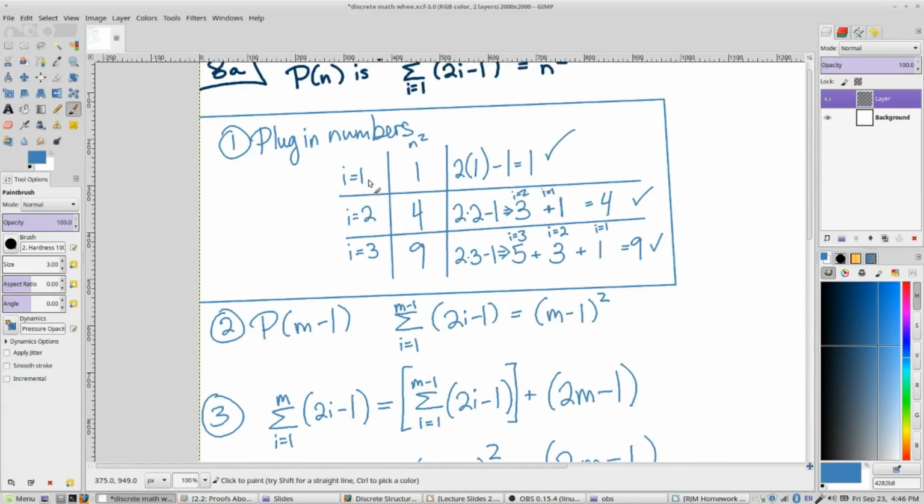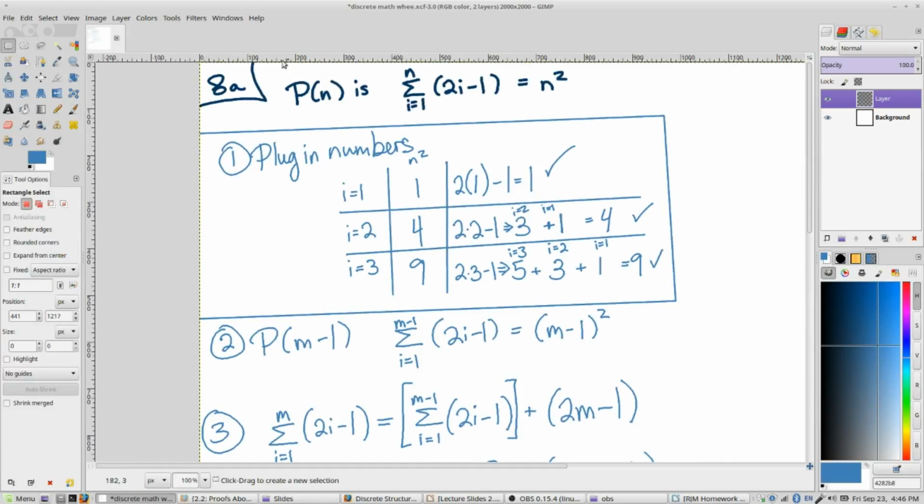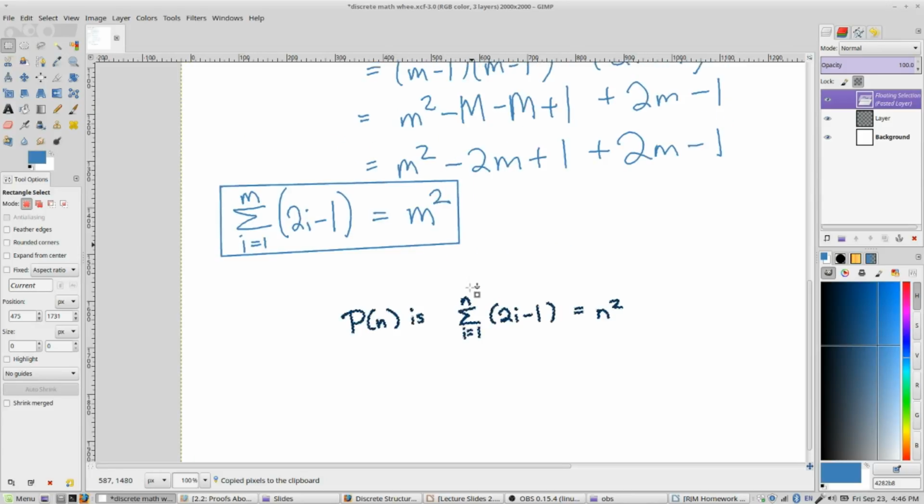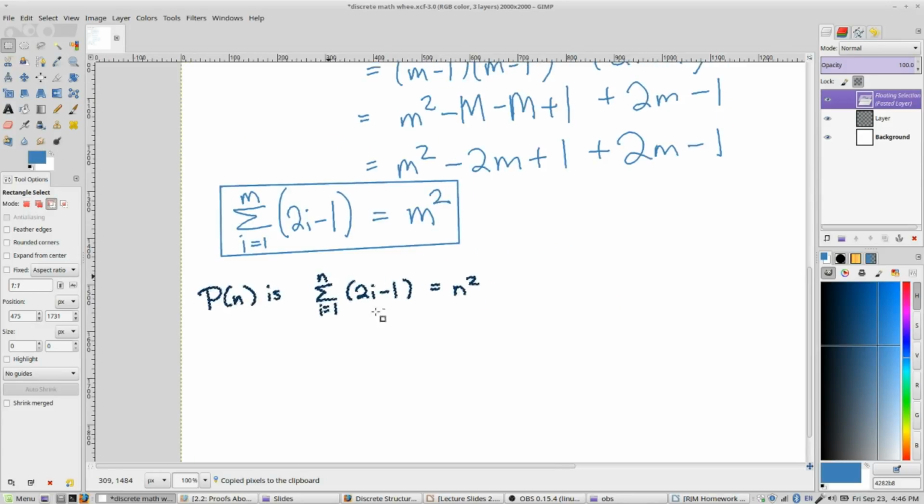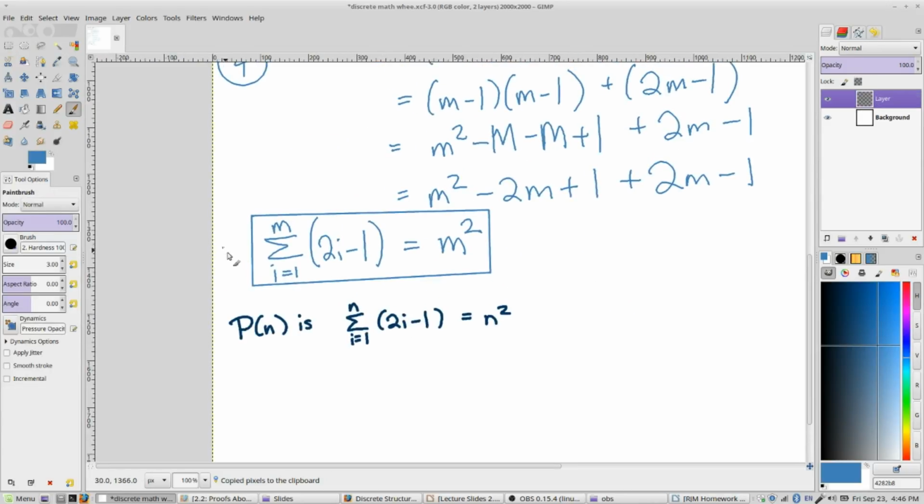Let's go ahead and copy it back from up here just so we see that it's the same. So this is the original proposition, and then we say P of m is equal to this. So we show that they are the same.